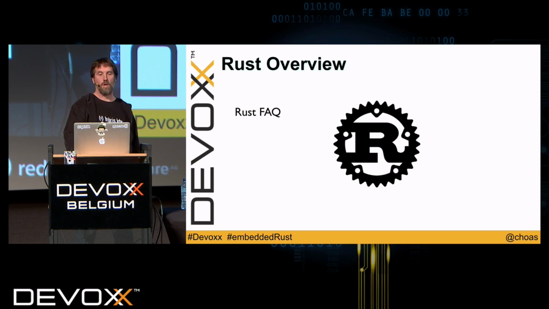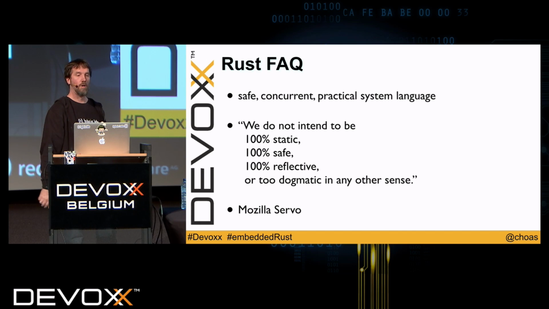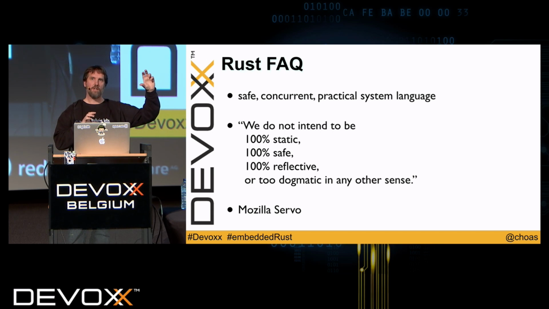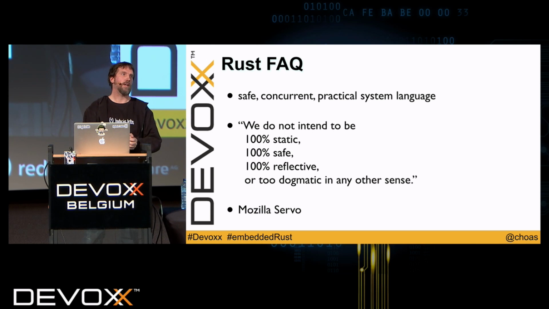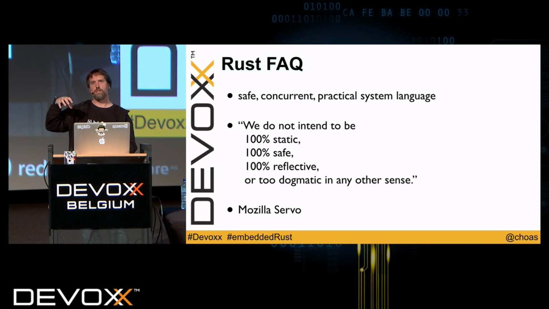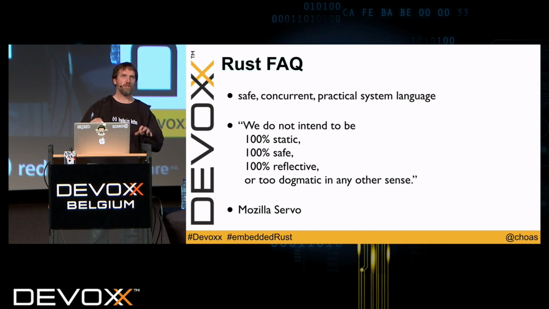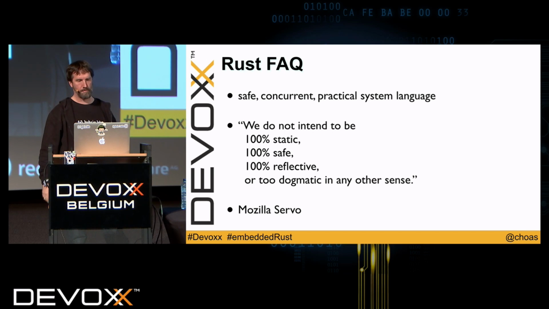Okay, so I looked at the FAQ page. Safe, concurrent, practical system language, nice. But there's also one sentence: they don't want to be 100% static, safe, or reflective, not too dogmatic. For example, if you have unsafe code, you mark this code as unsafe and don't get the help of the compiler, but you can use unsafe code if you want. Rust is developed by Mozilla for their next browser engine called Servo. And they already take some parts of this proof of concept and put them into Firefox. So in the actual Firefox, you already have some Rust code.